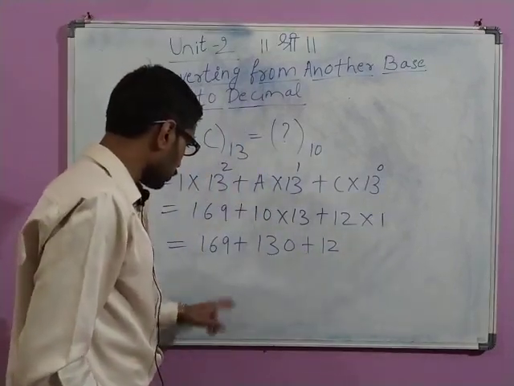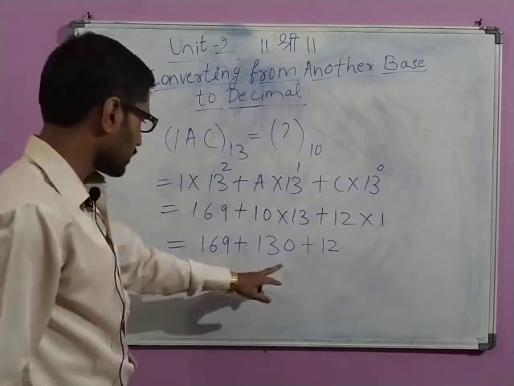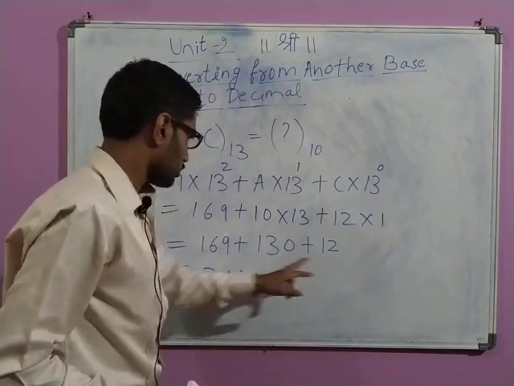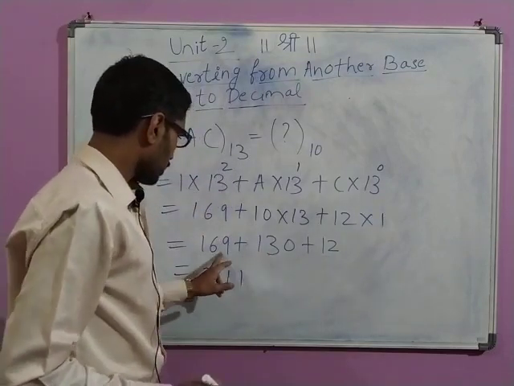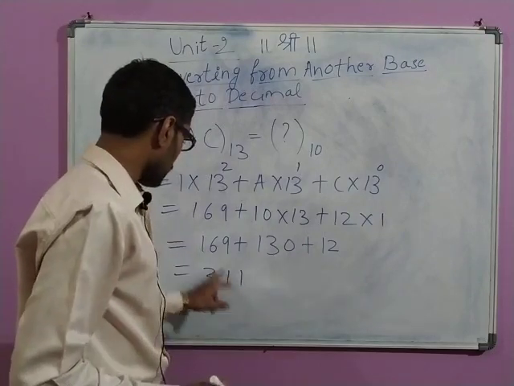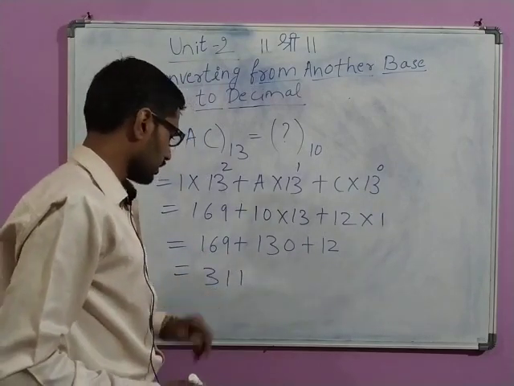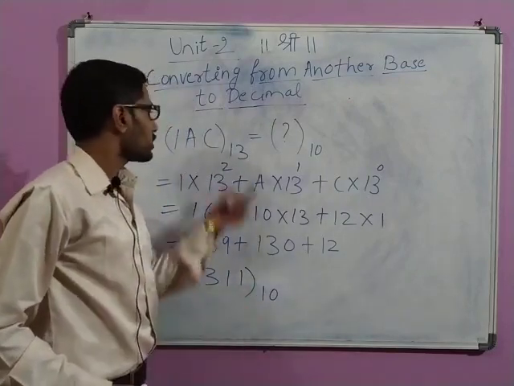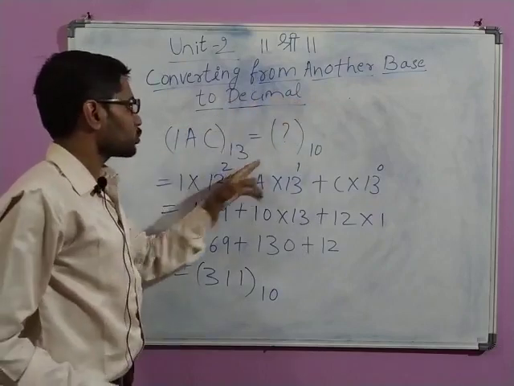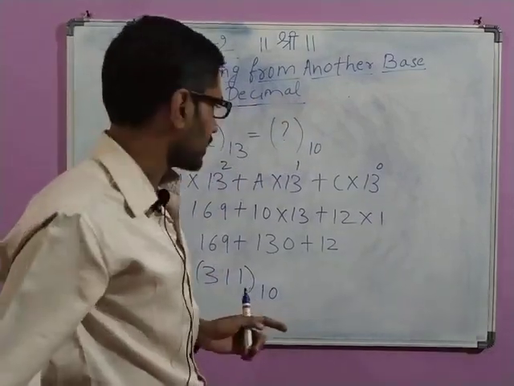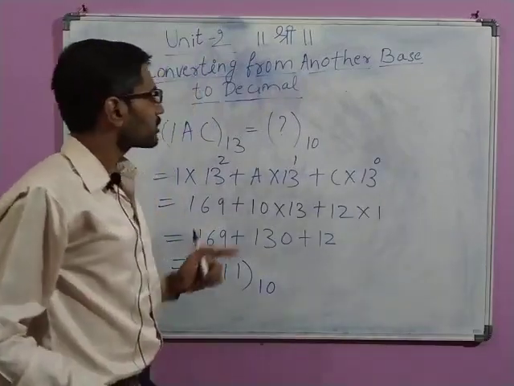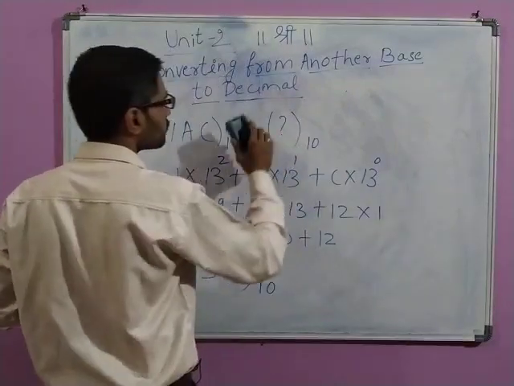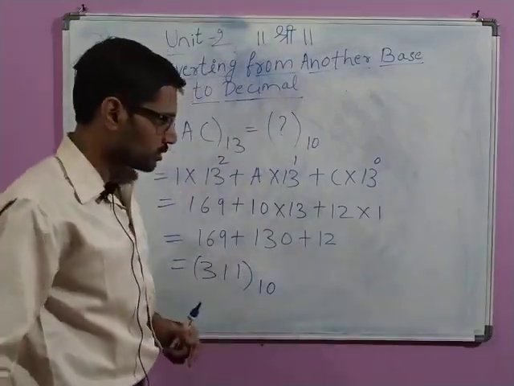So this will be equivalent to 169 plus 130 plus 12, equivalent to 311. 9 plus 2 is 11, 1 carry, 6 plus 4 plus 1 is 11, so 1 and 1 carry, so we will get 3. So 311 to the base 10. This is how we can convert a number from any other base to decimal base. These are a few examples, and now let us see how we can convert a number from hexadecimal to decimal. I hope this is clear to everyone.